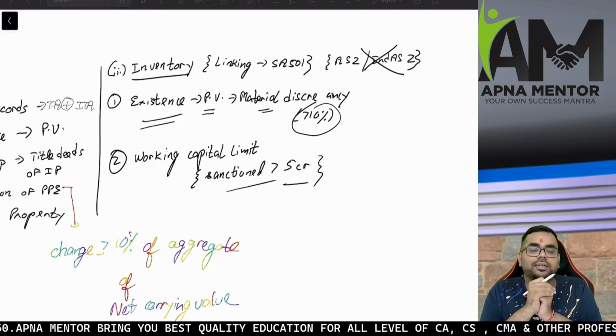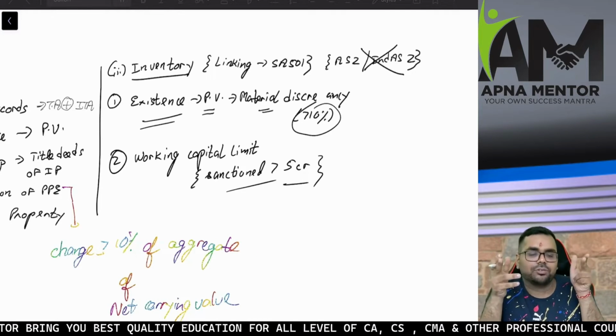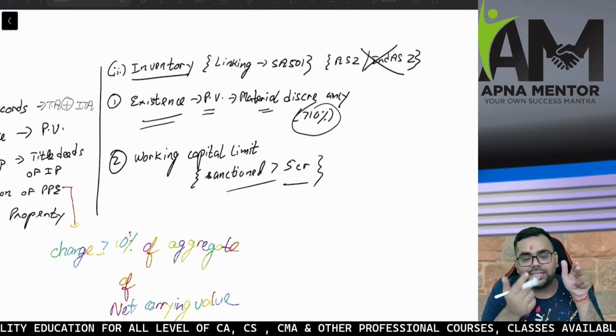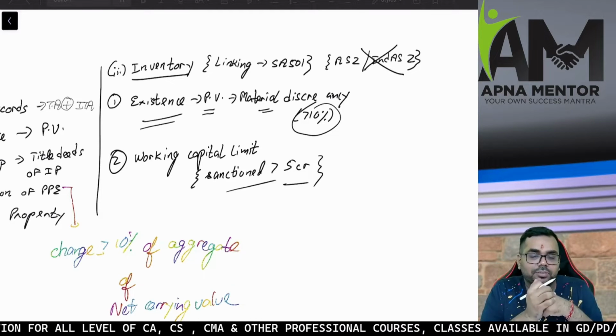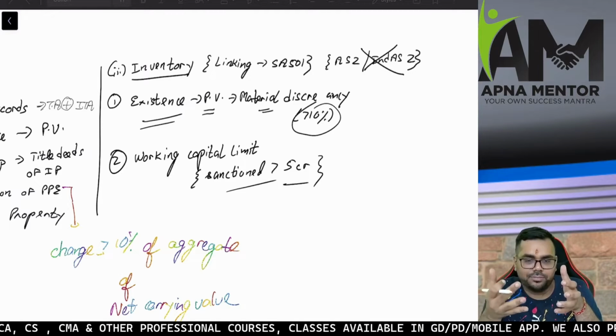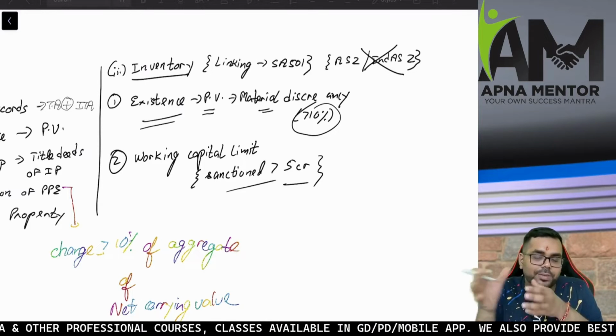If we talk about the second clause, inventory, there are only 2 clauses. One is existence. I need to ensure the existence. That is the most important thing with regard to inventory. For that, I need to ensure physical verification at regular intervals. Again, here I have to check material discrepancy.